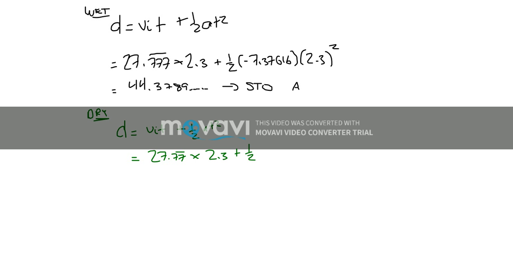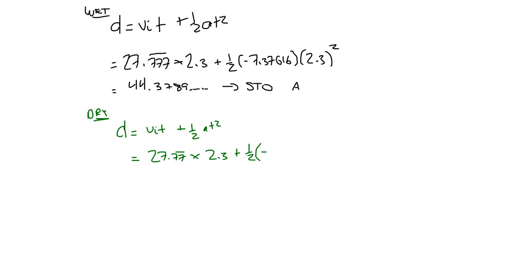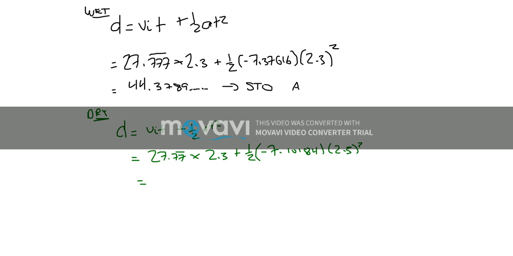The only change now is we're using the different acceleration rate, which was negative 7.10184. And that'll be multiplied by the 2.3 squared. And so I'm going to do that now. So exact same calculation, 27.77 repeating times 2.3 times 1/2. Don't forget the negative number on the acceleration, 7.10184, and times by 2.3 squared.